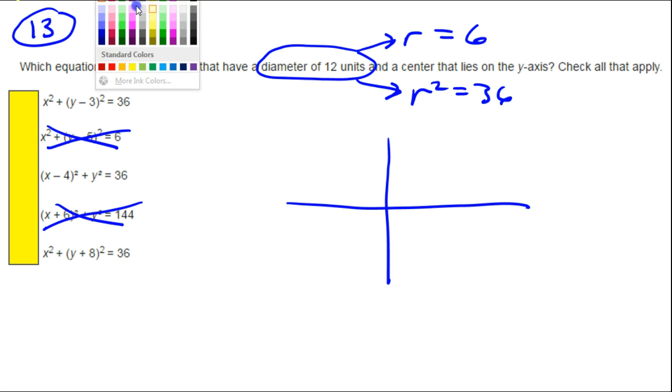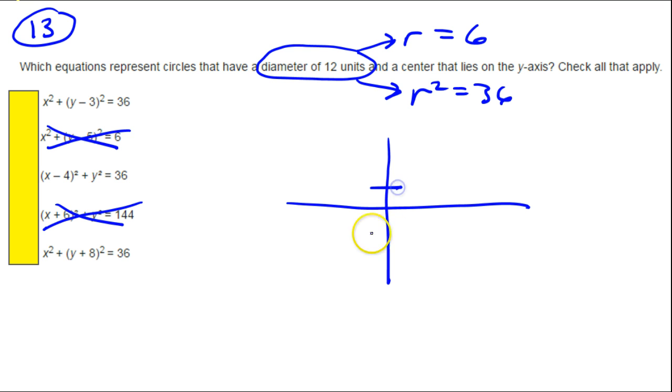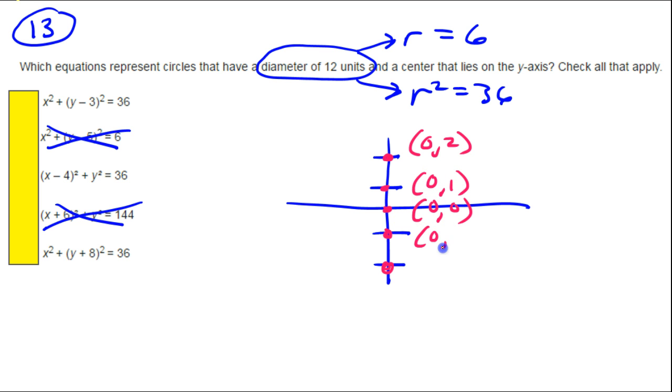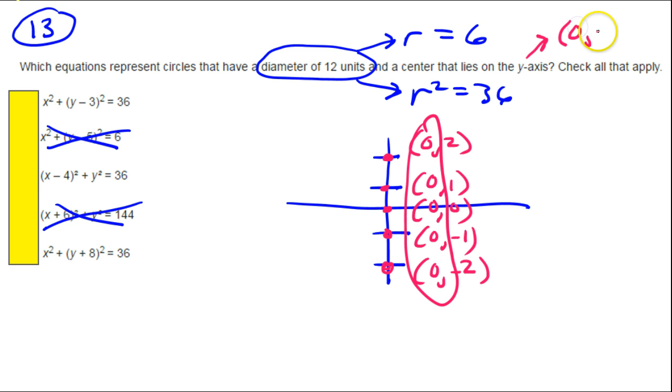So if you have any point on the y-axis, you know, let me put a couple marks on here. Okay, so here come 5 points on the y-axis. Boom, boom, boom, boom, boom. They all have something in common. This one is 0, 2. This one is 0, 1, 0, 0, 0, -1, 0, -2. What do they all have in common? The x value is 0. So if you're on the y-axis, you know that it's going to be 0, something.